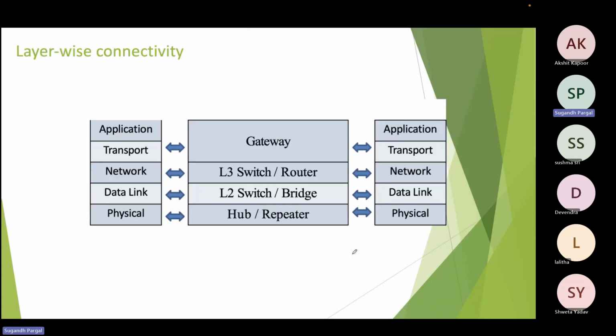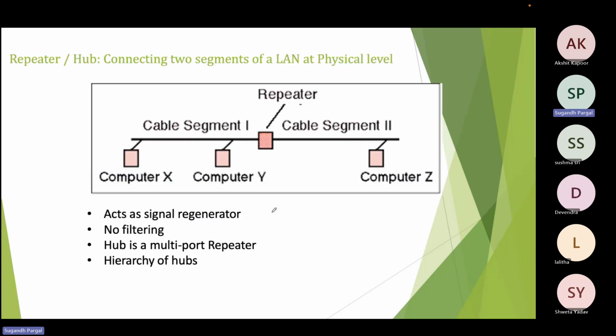Okay. So we'll proceed further. As you all know about the layer-wise connectivity, what are the connections and how do we know that there are multiple layers? Then the application is there, then the transport layer, which gets communicated by the gateway. Then we have the layer 3 switch or router with network to network interconnectivity. Then L2 switch or bridge for data link layer connectivity. And then hub or repeater for physical layer connectivity.